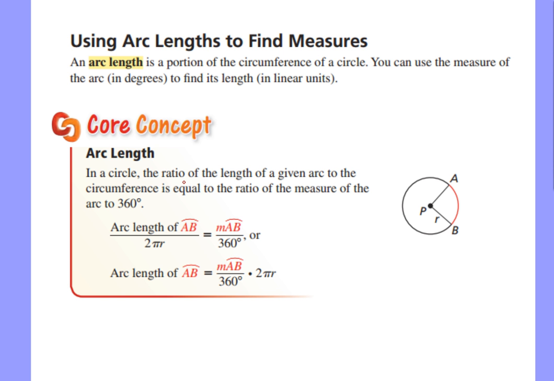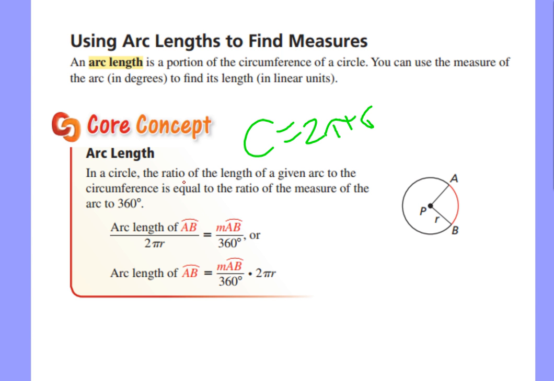So we have a formula that goes along with it, and really it's just a ratio. What we're saying is that the arc length, we'll talk about AB right now, this portion of the whole circumference is to the circumference, 2 pi r, remember c equals 2 pi r, just as the measure of its arc, the measure, not the length, the measure of its arc is to 360. Remember, an arc has two things. It has measure and it has length.